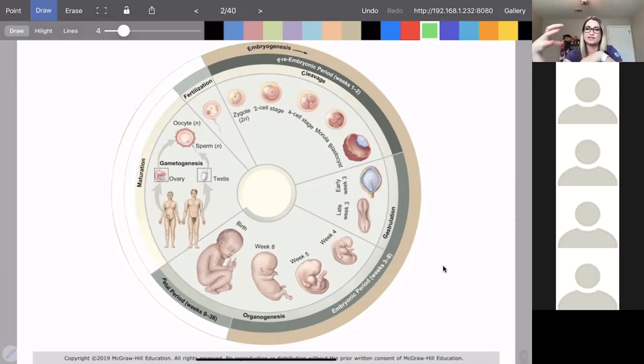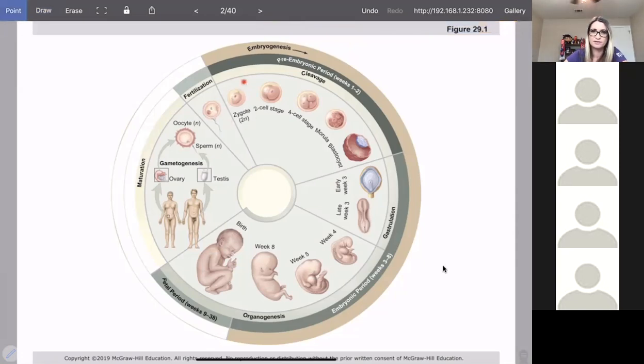Then the nucleus of the ovum and the nucleus of the sperm will fuse together, and this is going to be your first diploid cell, which is known as the zygote. Okay, so you can see that right here. This is our zygote here. All right, and that's our first diploid cell. That's the name of that cell.